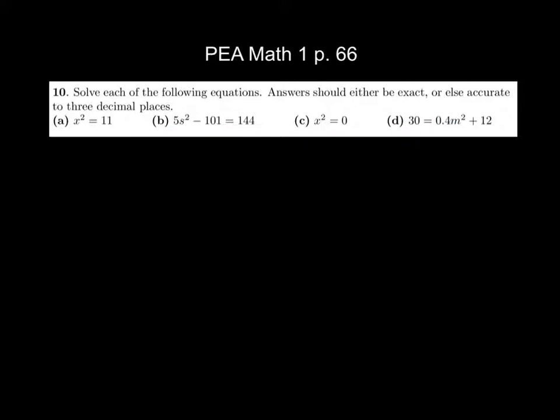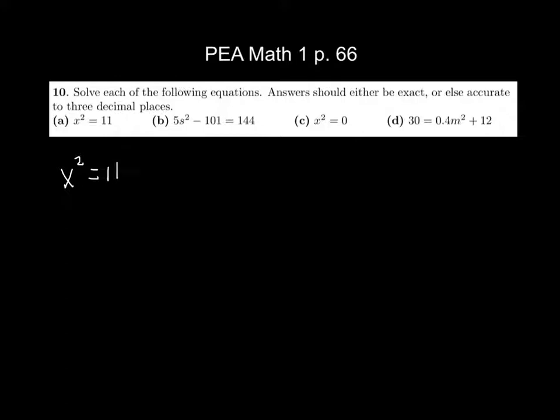On all these, we just want to get the x all by itself. We want to get it all to one side and isolate the x. So on this first one, we already have it isolated. So we have x squared equals 11.